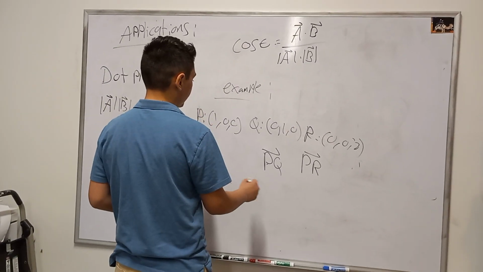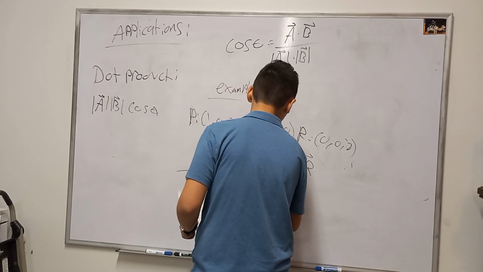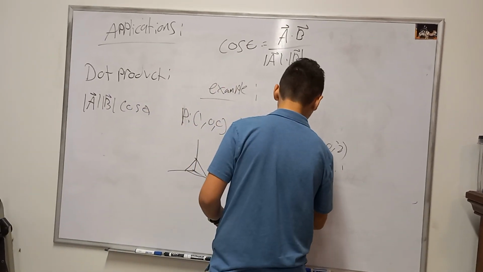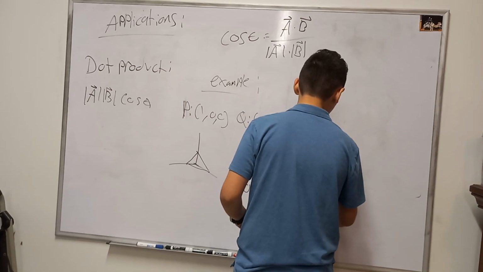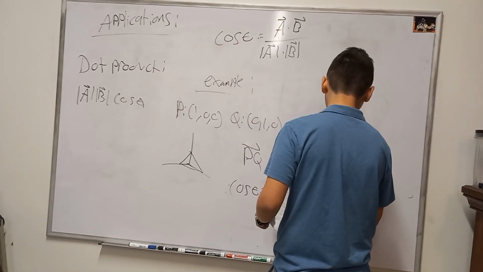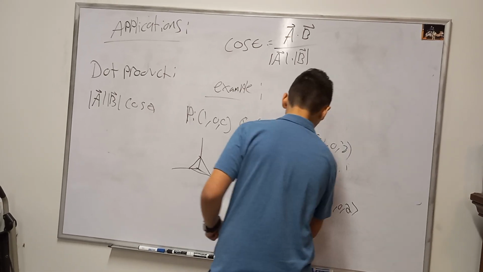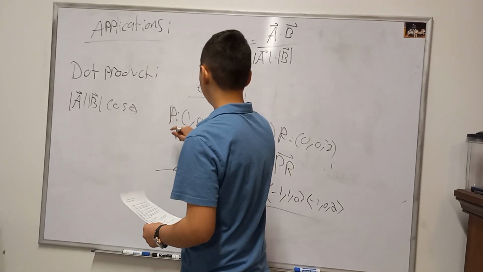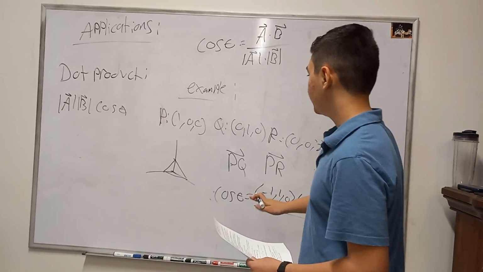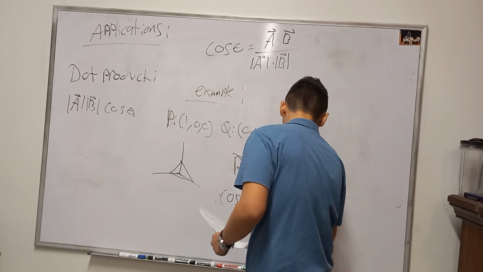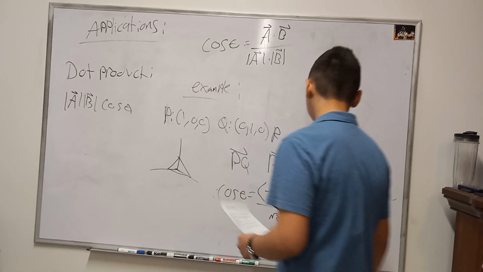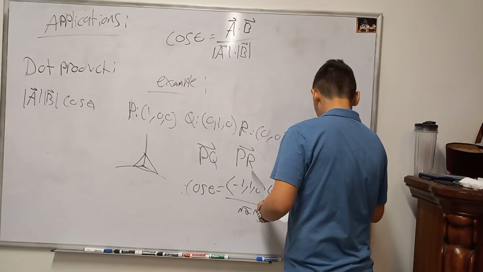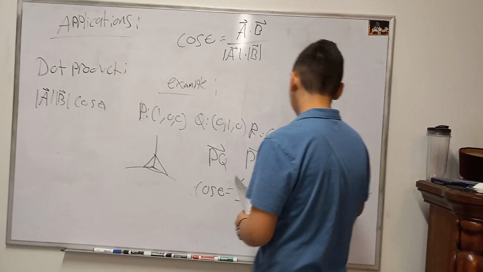So we would get cosine theta is equal to, well, that'll be negative 1, 1, 0, dotted with negative 1, 0, 2, divided by the length of PQ, which will be root 2, and root 5. Okay? Now again, we just simplify this. It'll give us 1 over root 10. Okay? So that's the answer for cosine theta.